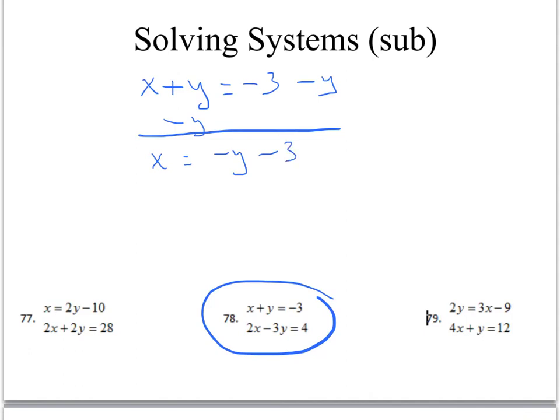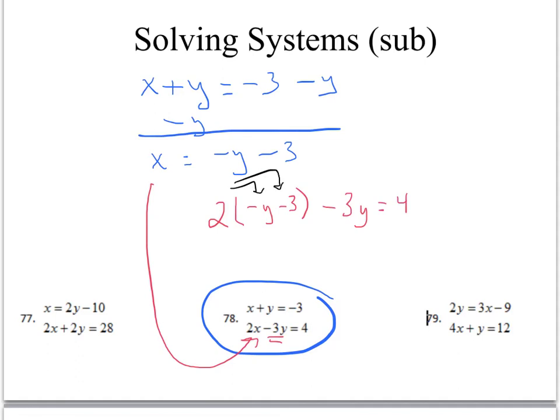And what I'm going to do is I'm going to substitute that x into our second equation. I'm going to rewrite this second equation, but instead of writing 2x, I'm going to write 2 times -y minus 3, because x is equivalent to -y minus 3. And then I'm going to continue to write the entire equation, so I still need my minus 3y equal to 4. And what this allows us to do is solve, because now we have only one equation with one variable. And so I'm just going to solve like I did in semester 1.